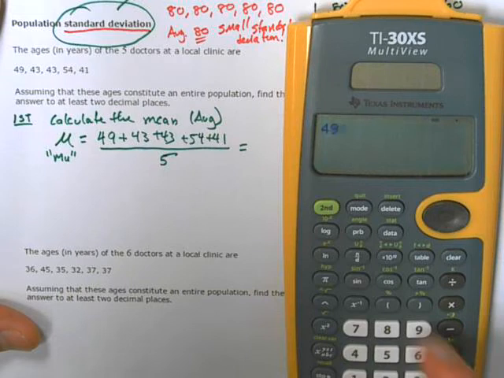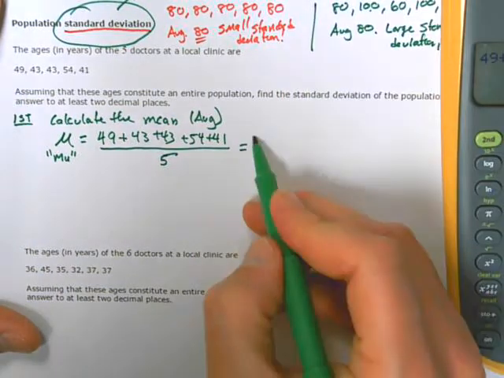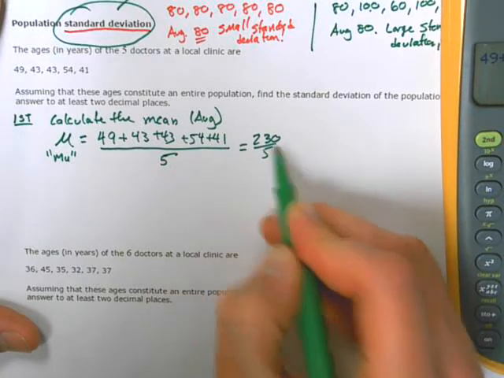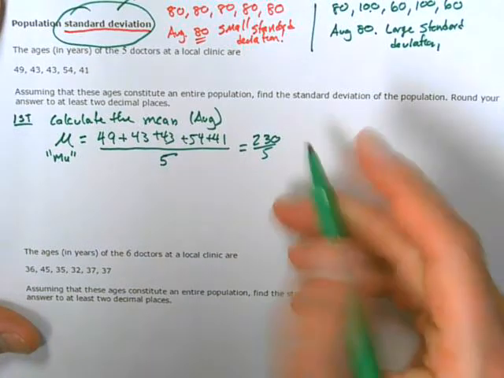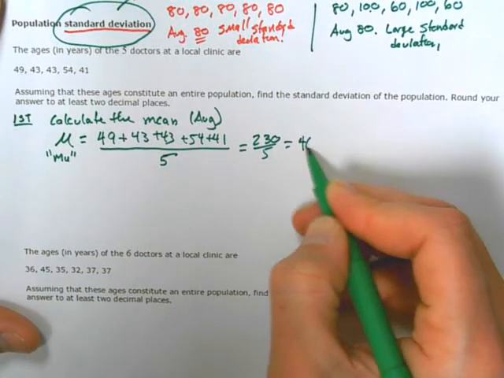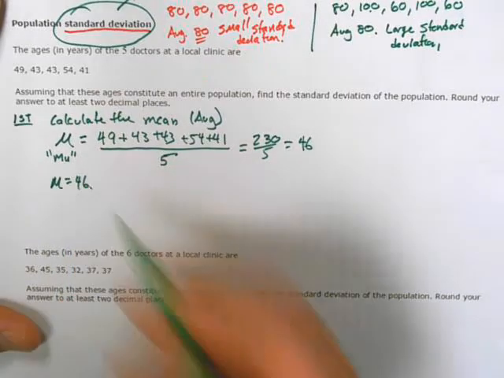So let's see if we can calculate this. Let's do 49 plus 43 plus 43 plus a 54 plus a 41. I get 230, and then I'll have to divide that by 5, and I get 46. So the average, mu, is 46 years old.